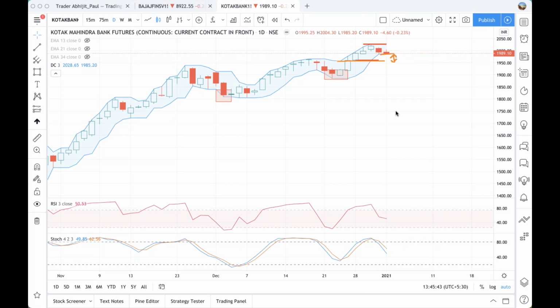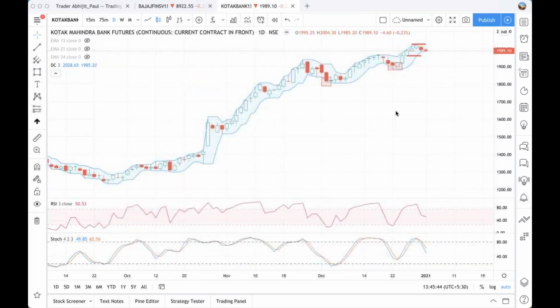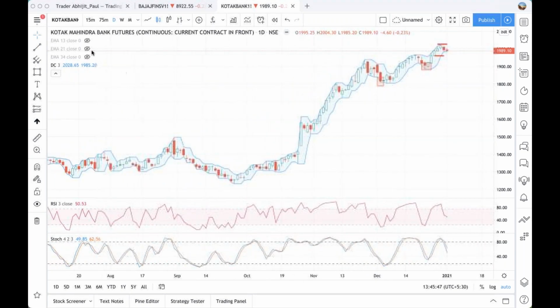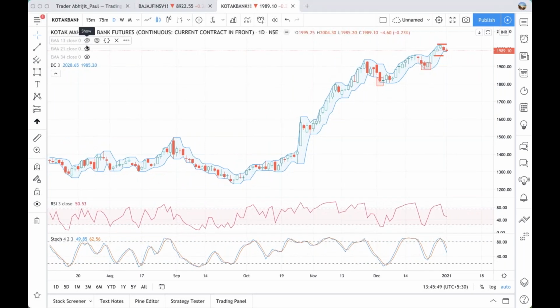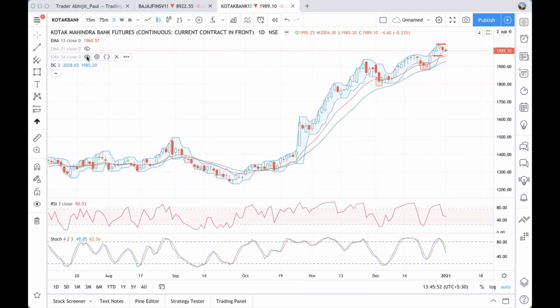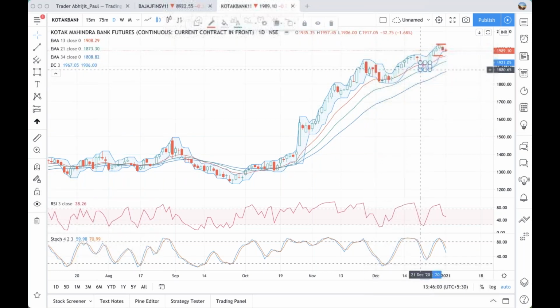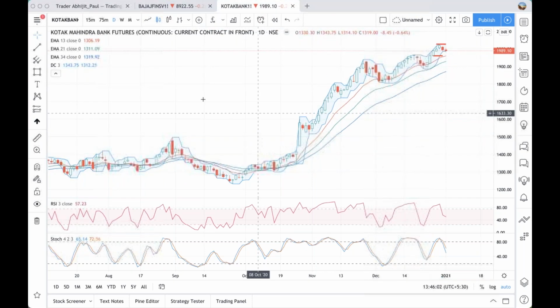I like this approach. I like this approach personally. Why? Because it gives clarity, very clear-cut clarity in terms of how you will trail your stop loss. This is very important, right?